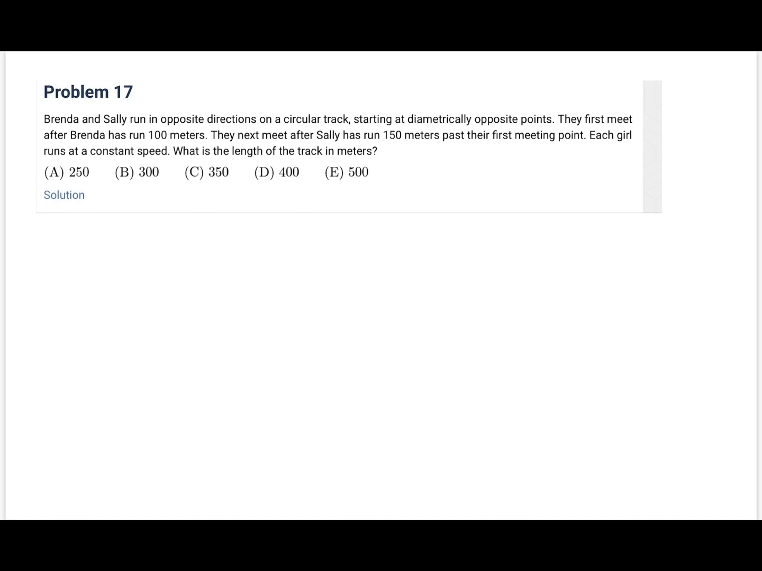Number 17. Brenda and Sally run in opposite directions on a circular track, starting at diametrically opposite points. They first meet after Brenda has run 100 meters. They next meet after Sally has run 150 meters past their first meeting point. Each girl runs at a constant speed. What is the length of the track in meters?